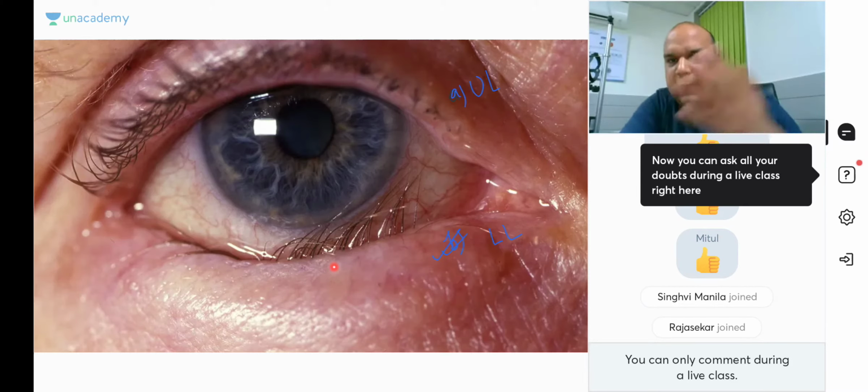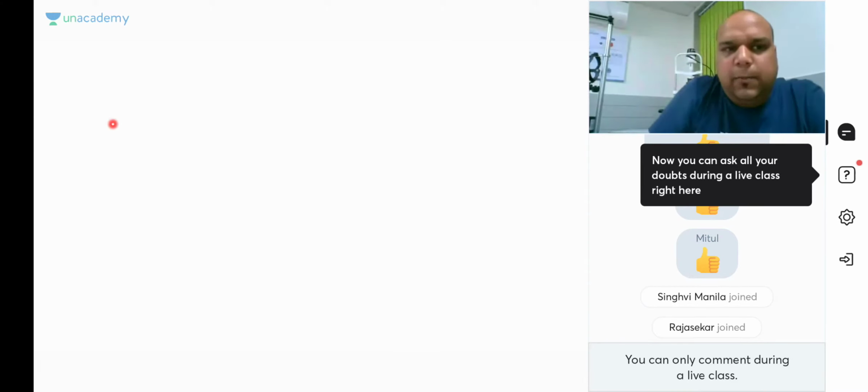Now, you should also see the photograph of entropion. That is the more likely question. Now, just like entropion, there is another condition which is called ectropion.